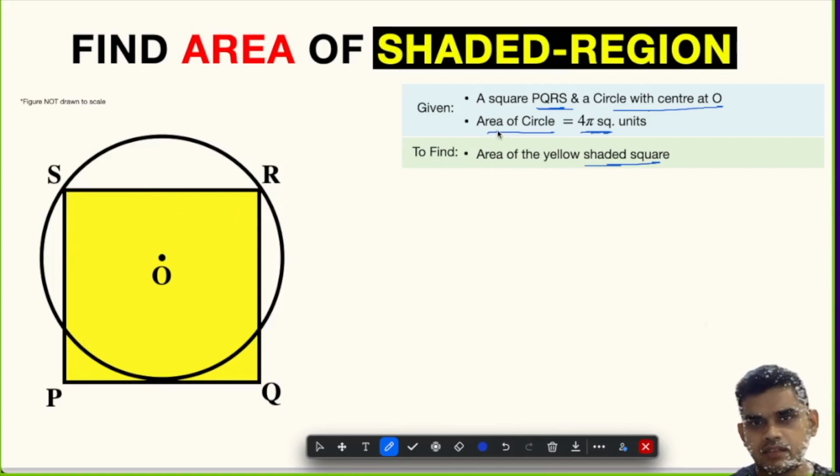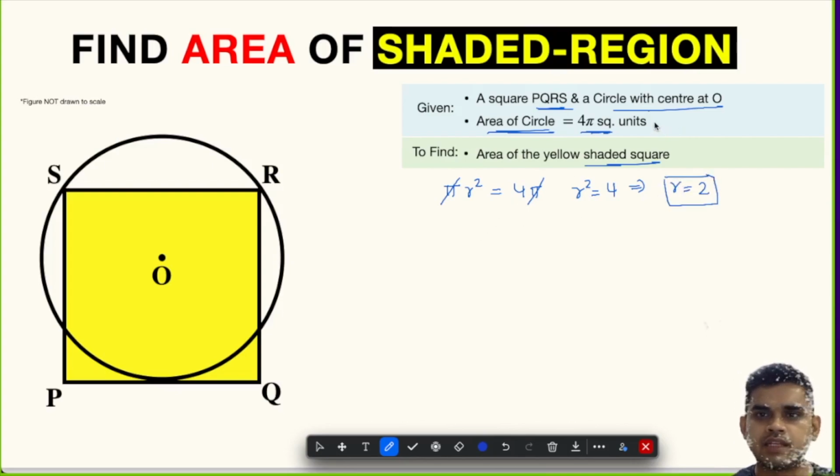So first of all, we have the area of the circle. The formula is pi times the square of the radius is equal to 4 pi square units. Pi and pi get cancelled. R square is equal to 4. From here, the radius of the circle is 2 units. This is what we will get from the area of the circle.